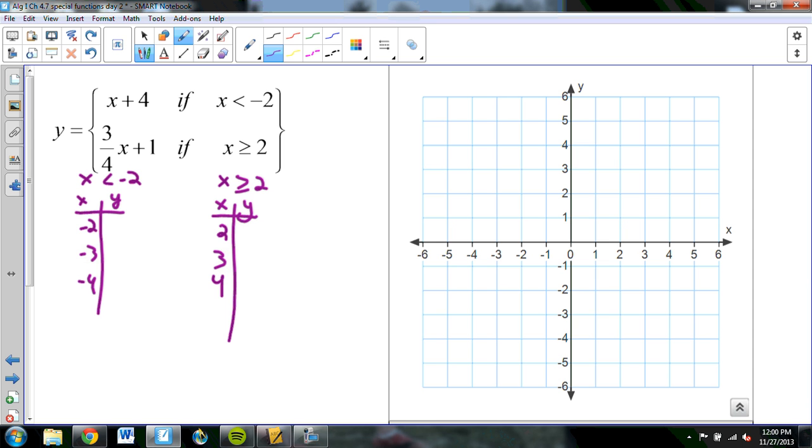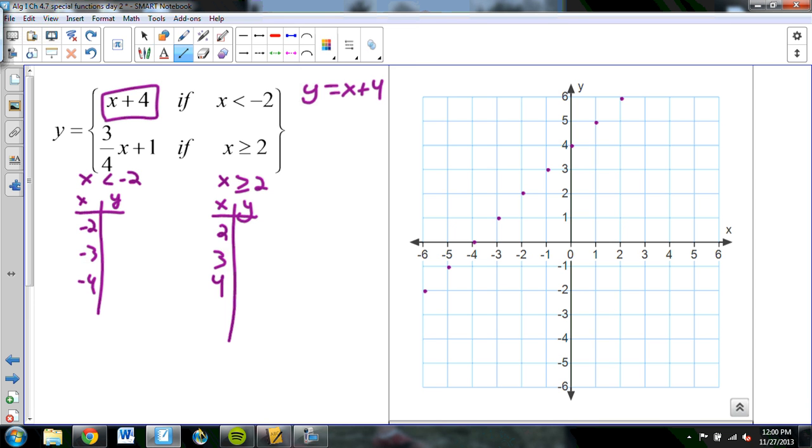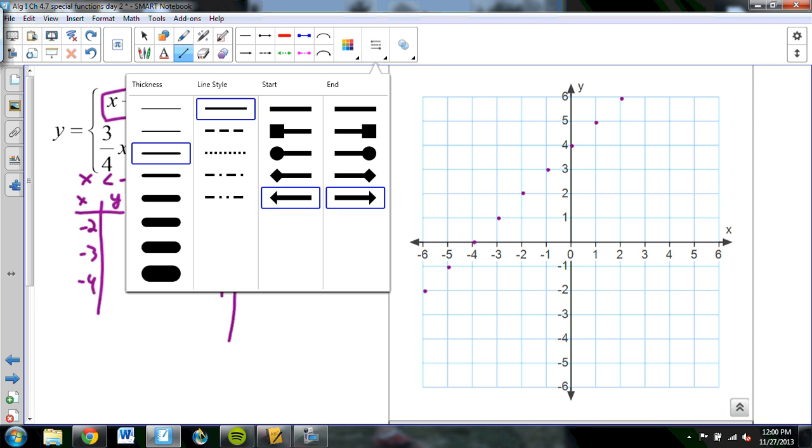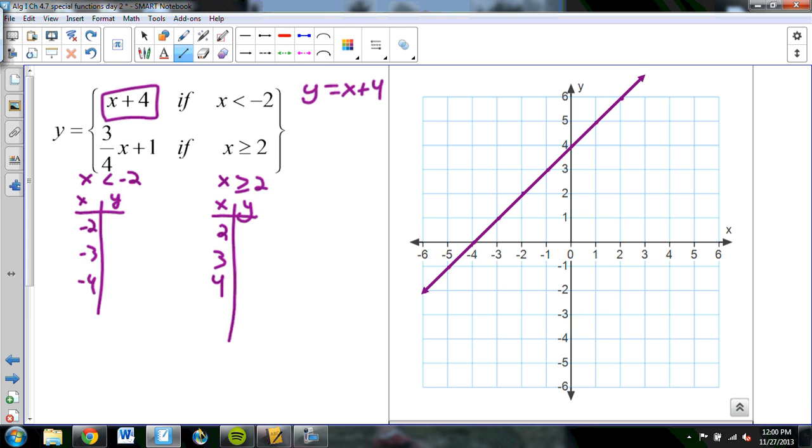If I think about this as being the line y equals x plus 4, well, that has a starting value of 4 and a slope of 1. So the graph is going to look like this. That's how the whole entire graph looks.